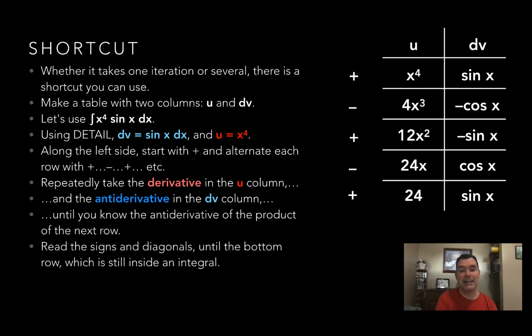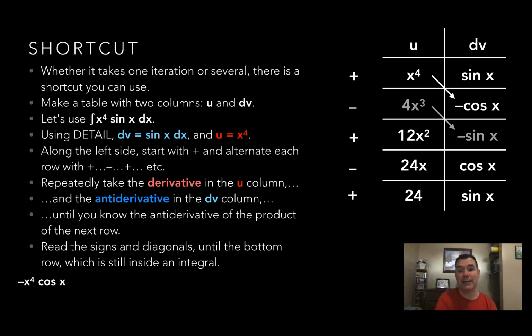I read the signs and diagonals until the bottom row, which is still inside of an integral. So I'll show you what I'm looking at and what I'm going to write down. I look at the positive x to the fourth and the negative cosine x, and I multiply all that together, and that gets me negative x to the fourth cosine x. So that's the first term in my answer.